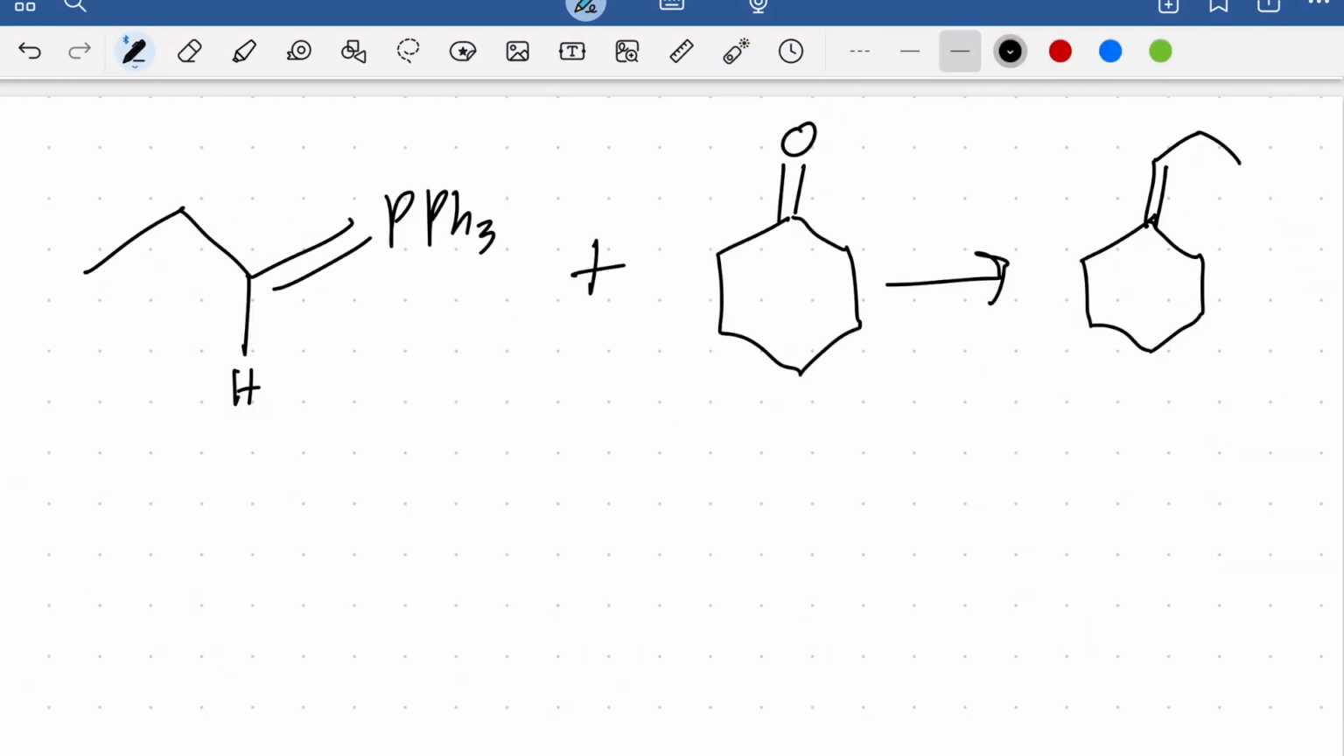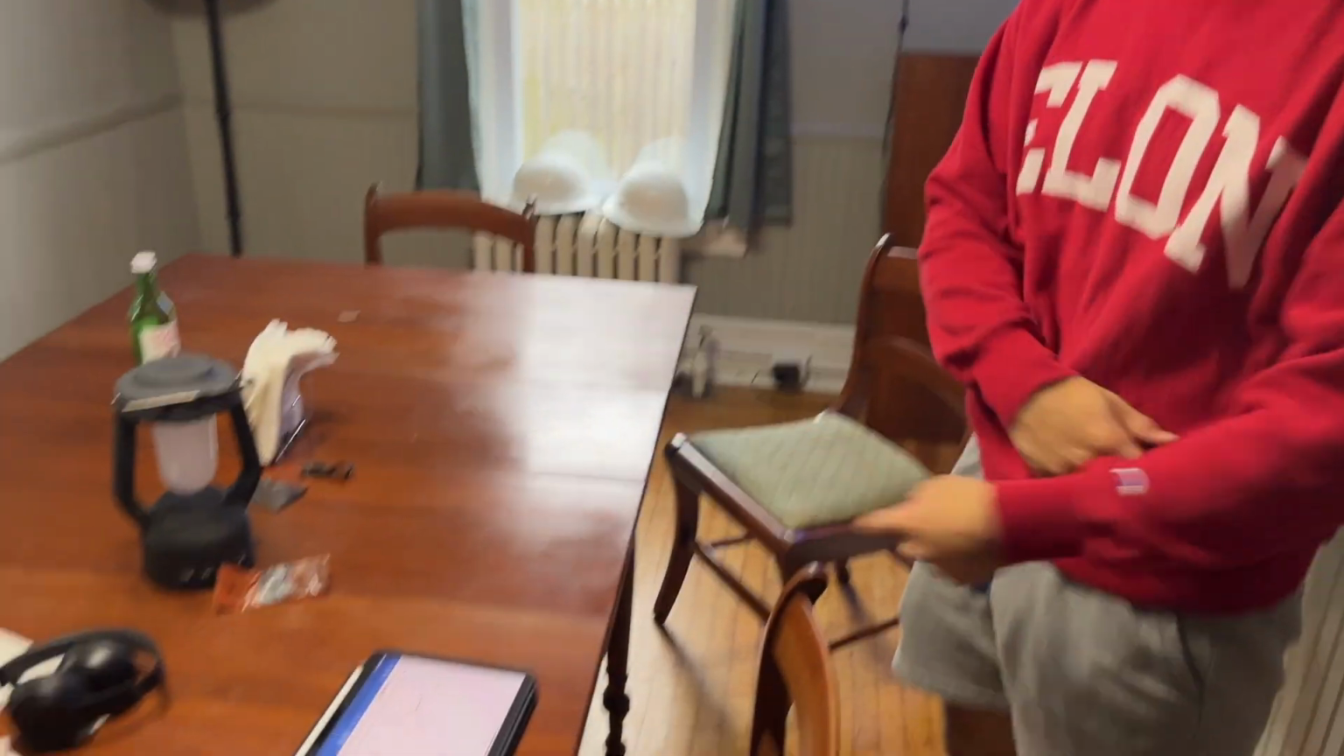So now that Sean has done some Wittig and Horner-Wadsworth-Emmons reactions, let's see if you can determine which one this is. So Sean, what reaction would that be? That's the Wittig reaction.